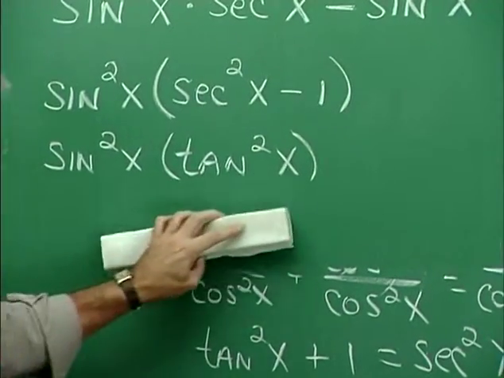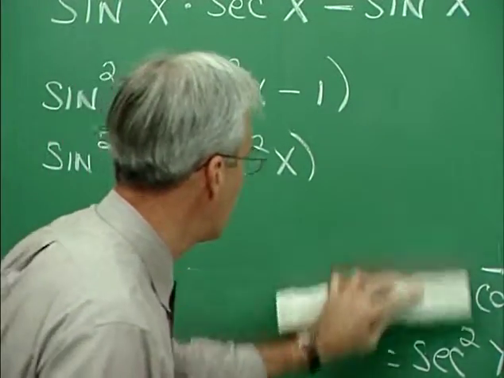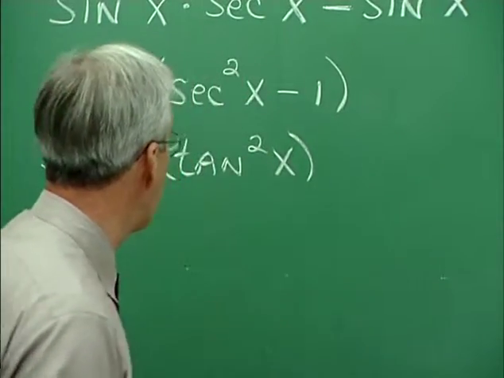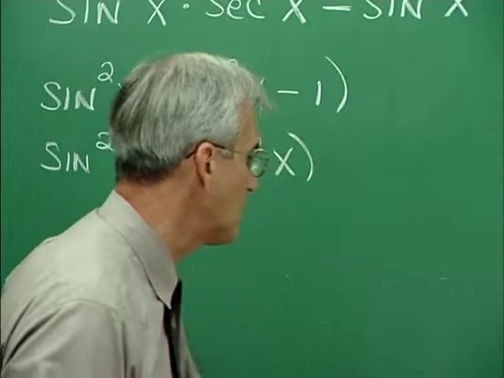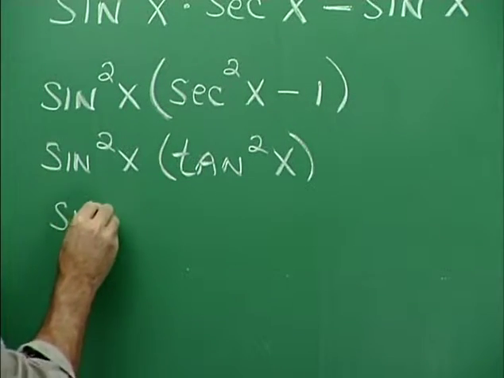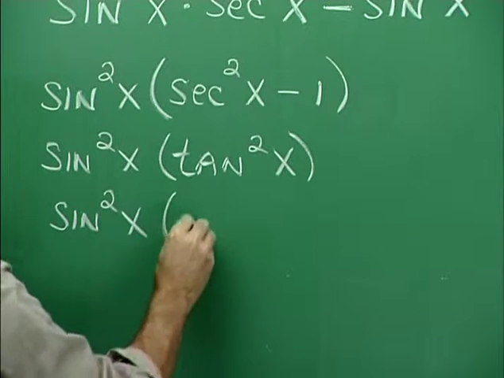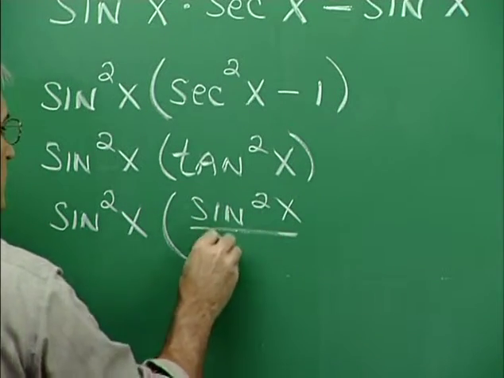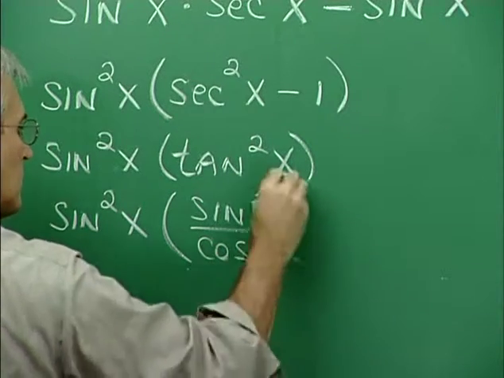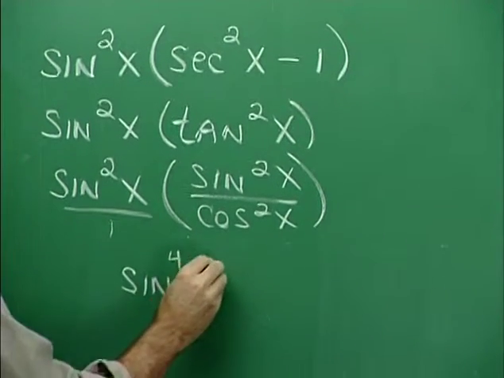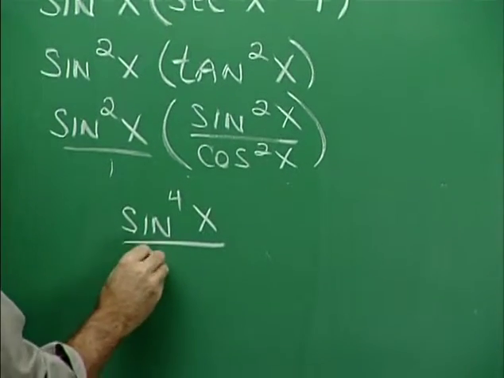And that's a simplified version. Now, I could take this one step further. This is fairly simple in itself, but I could go a step further, and I could think of tangent squared as sine squared over cosine squared. So I could write this. And then, remember, this is over 1, so multiplying here, I get sine 4th degree x over cosine squared x.